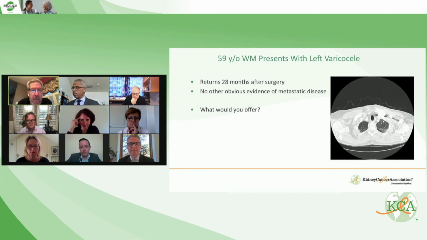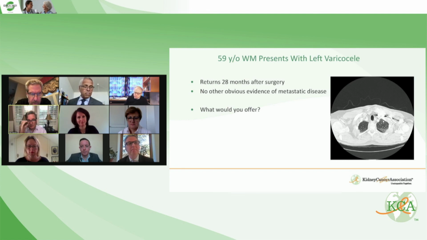So the patient returns 6 months later, or 28 months after surgery. There's no other obvious evidence of any metastatic disease. Clearly, you can see that the nodule in the left upper lobe of the lung has increased in size. So my question to the panel members, and I guess I'm going to start with Hans, what would you recommend for this patient?